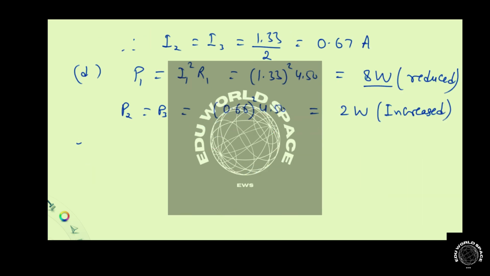So finally, in the fifth part of the problem, the brightness of R2 and R3 increases while that of R1 is decreased. So here the brightness of R2 and R3 is increasing.